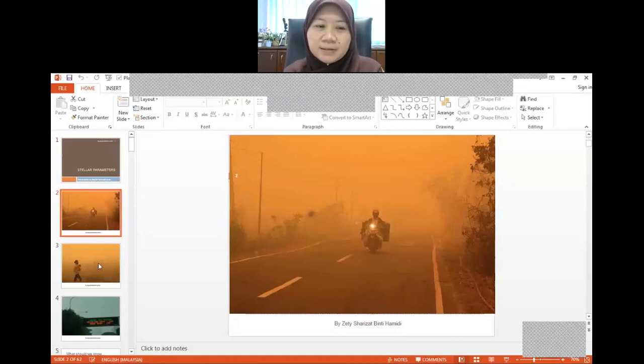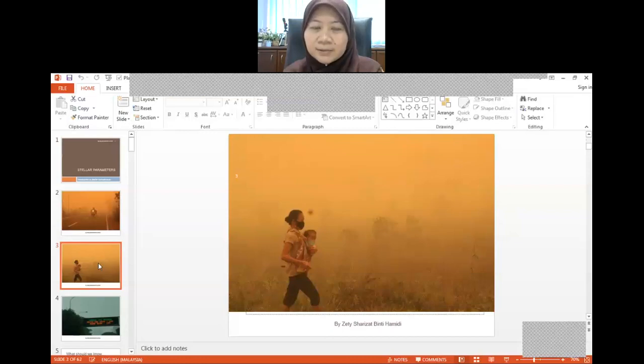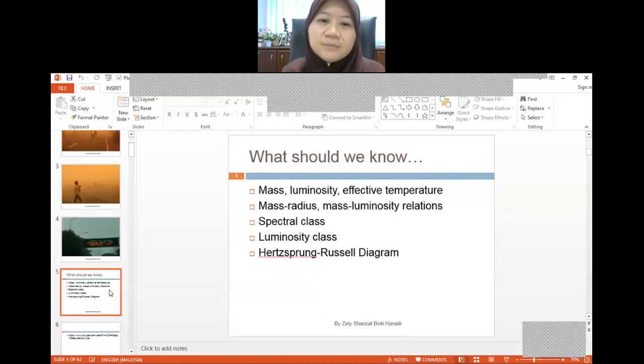Somehow this is a little bit of a concern in maybe some of the countries, as it will affect our systems of life. Okay. So in this topic, we need to learn about the mass, luminosity, and the effective temperature. So these are the main parameters. If we look from the first topic, instead of the distance, we want to see the relationship between mass and radius, and then the mass and luminosity relationship, before we move on to the spectral class.